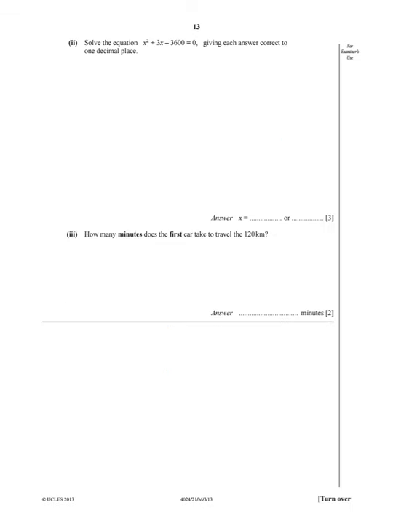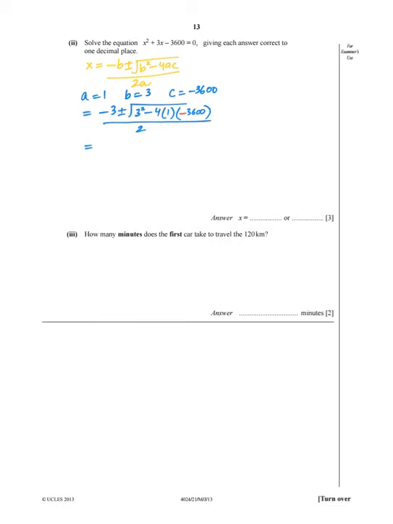After that, we need to solve the equation. The working formula we have is x equals minus b plus minus under root b square minus 4ac, divided by 2a. Alright, the value of a is 1, b is the coefficient of x, which is 3, and c is the constant, minus 3600. Now I'm going to place all the values here. When I place all the values, I have highlighted the negative sign here because mostly students forget this sign, so that will be a silly mistake.